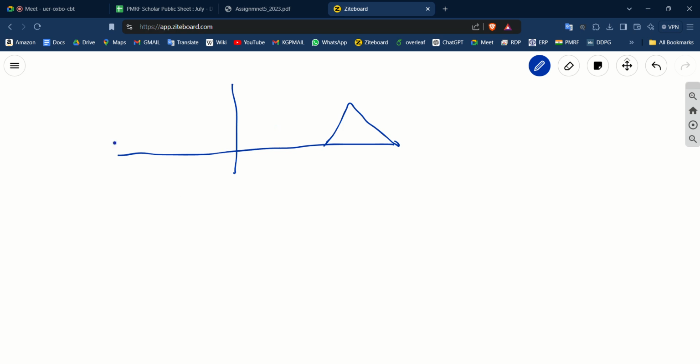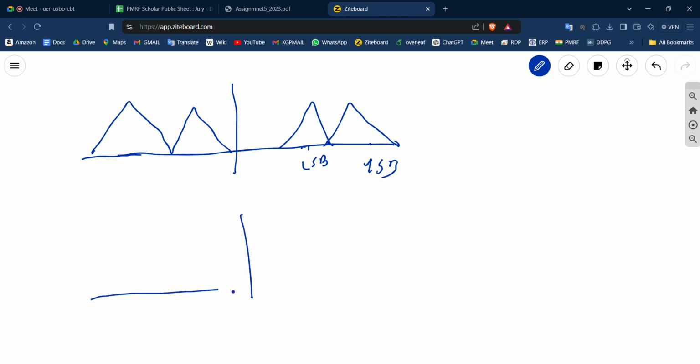So what is DSBSC? DSBSC is like this. Here we have mirror images. This is the lower sideband, called the LSB, and this is the USB. But in single sideband suppressed carrier, this is the SSBSC. Sorry, this is the DSBSC.